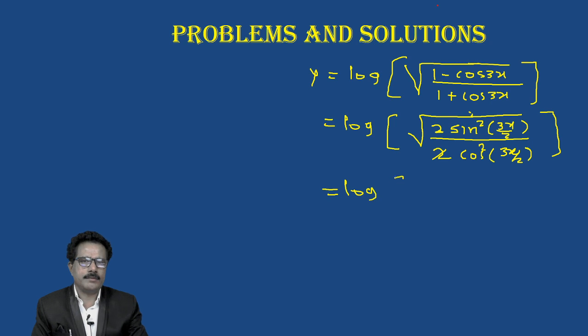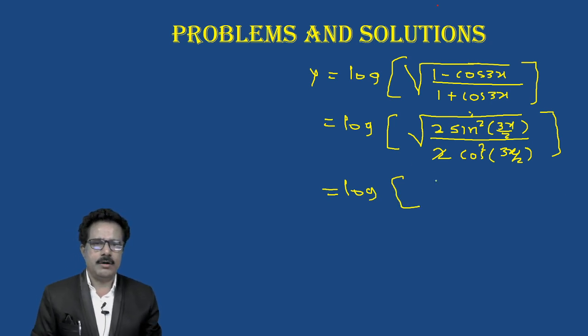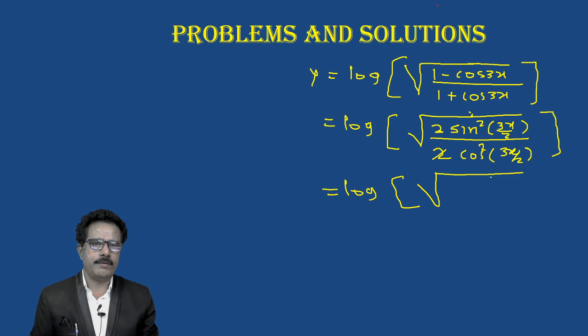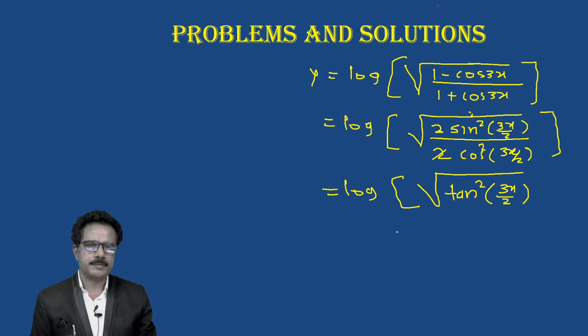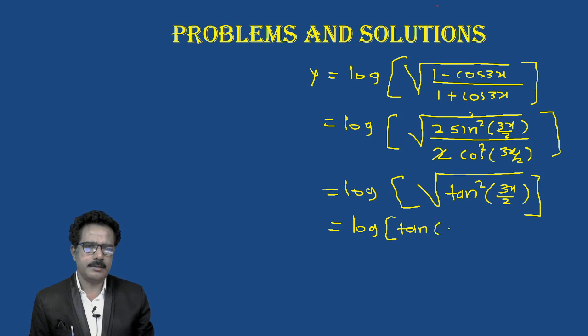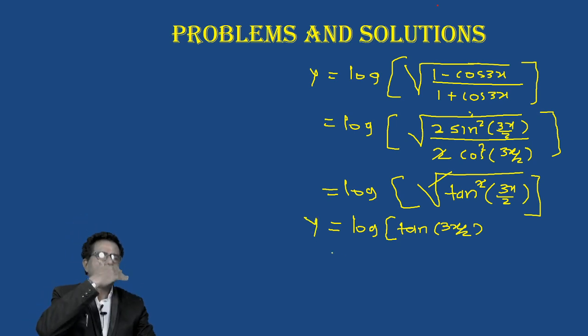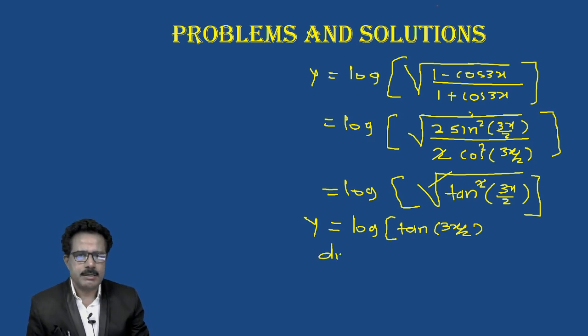Log of square root of sin square divided by cos square means tan square 3x by 2. Again this square and root get cancelled. Log of tan 3x by 2. This square and root get cancelled. This is the simplified y. Now hereafter we can differentiate with respect to x.